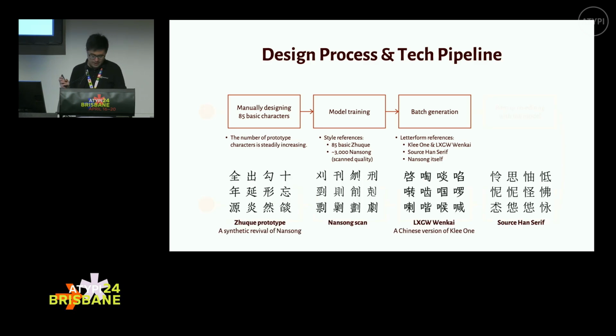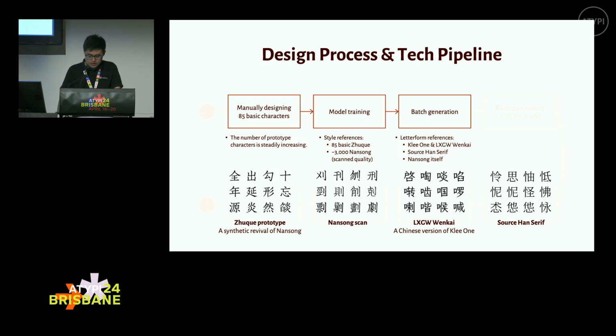Nowadays, AI methods are usually data-driven. As we show here, Zhuque's dataset is composed of the design itself, historical materials, and OFL typefaces. During the model training, the AI learns from the designer's handcrafted glyphs in Zhuque style, and also from 3,000 Nansong printed types. This hybrid dataset enables the model to better understand and capture the style we aim to express.